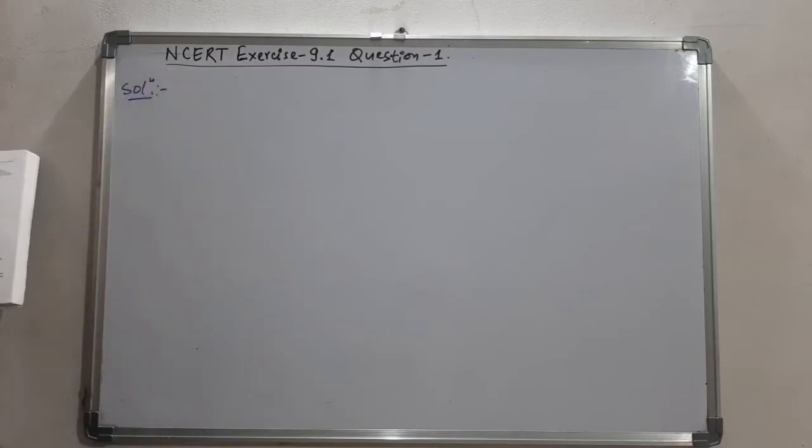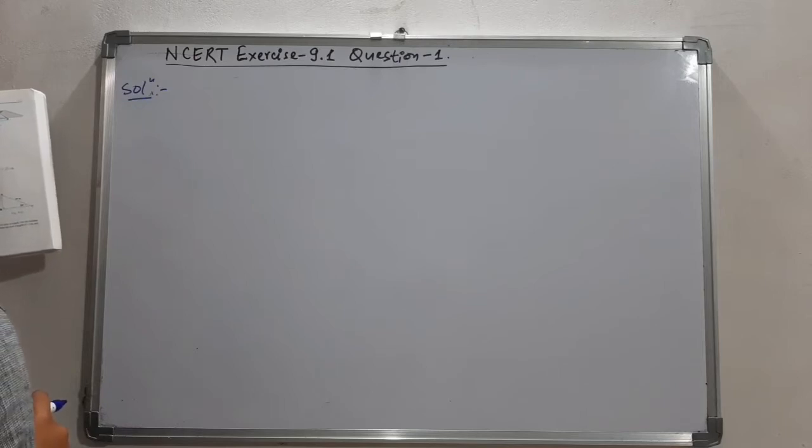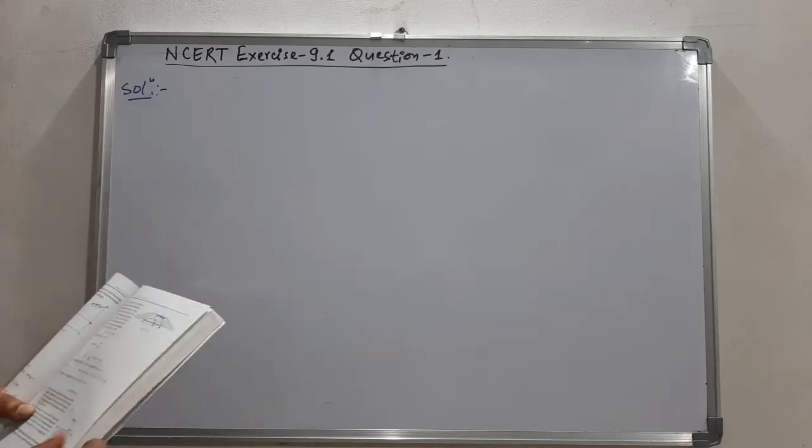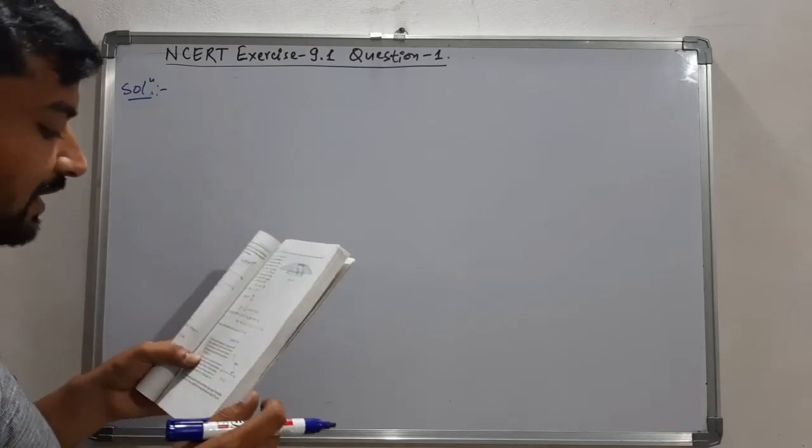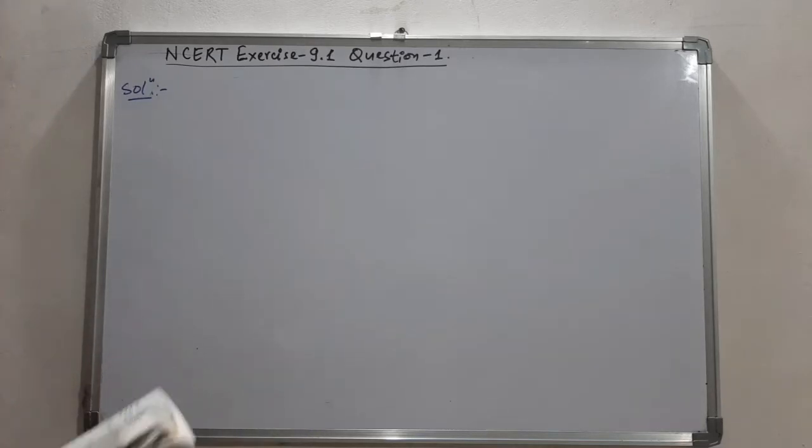Here the question is, a circus artist is climbing a 20-meter long rope which is tightly stretched and tied from the top of a vertical pole on the ground. Find the height of pole if the angle made by the rope with the ground level is 30 degrees. Here the situation is something like this.